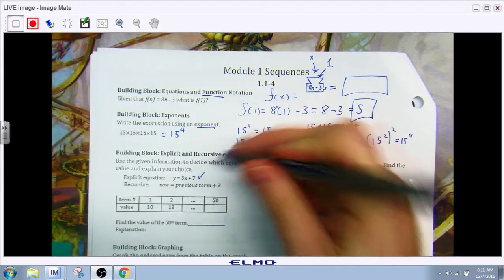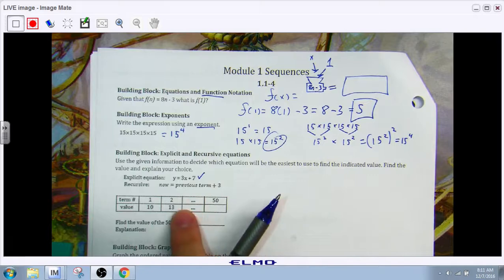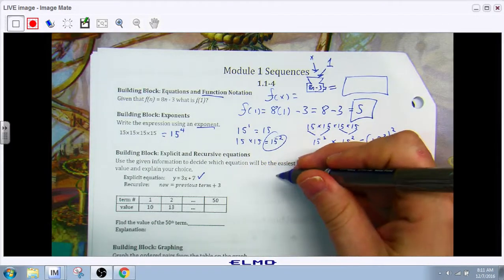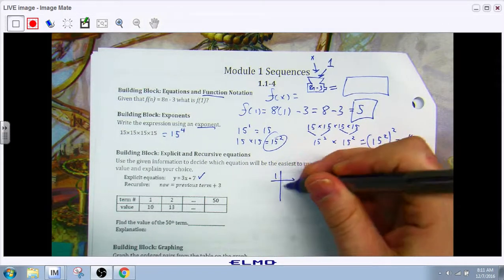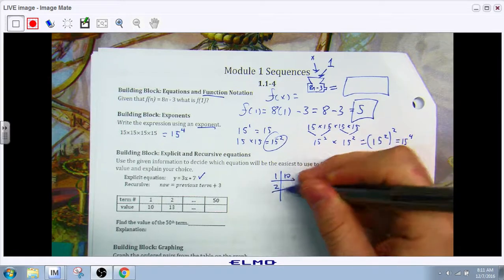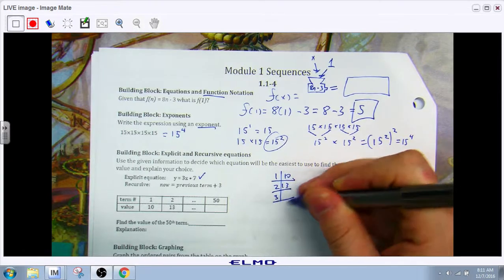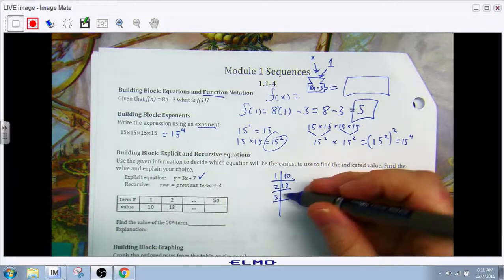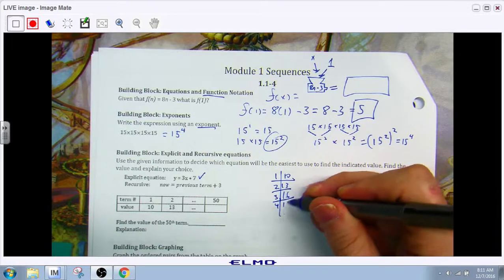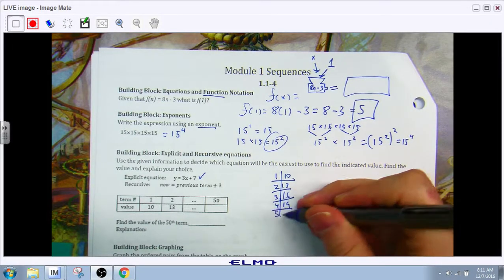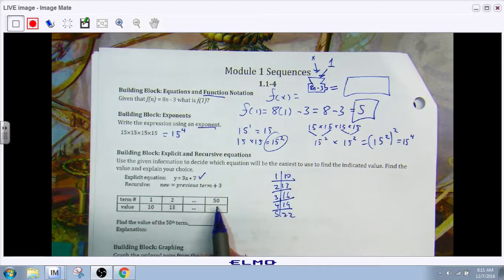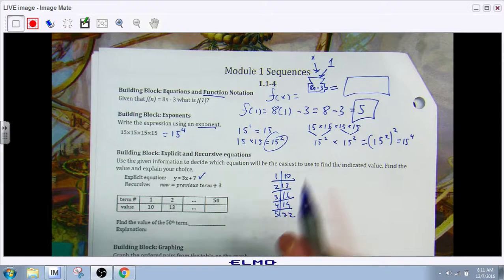The explicit, because the previous term would mean I'd have to add 3 every time. So if term 1 is 10 and term 2 is 13, I'd have to go, well, I see that I have a common difference of 3, so term 3 is 16, term 4 is 19, term 5 is 22. I'd have to do this over and over again until I get to 50. I'm already tired of doing it, and I'm at 5. Okay, so I want to use the explicit equation.